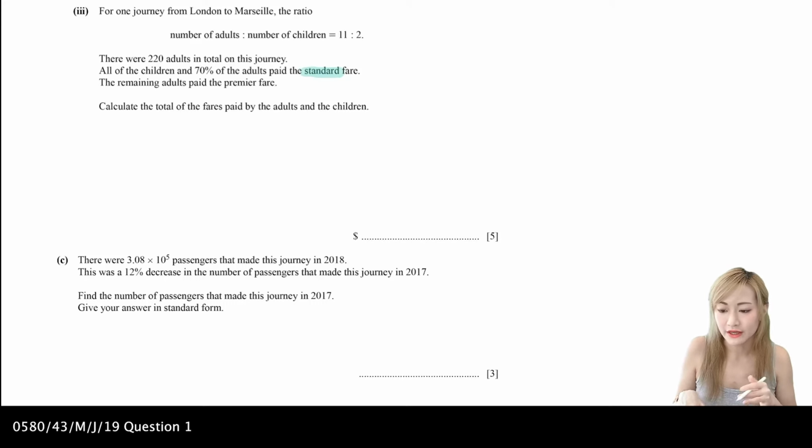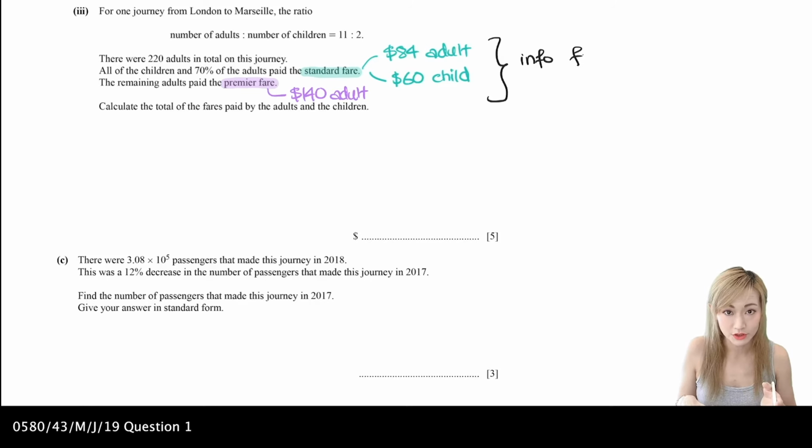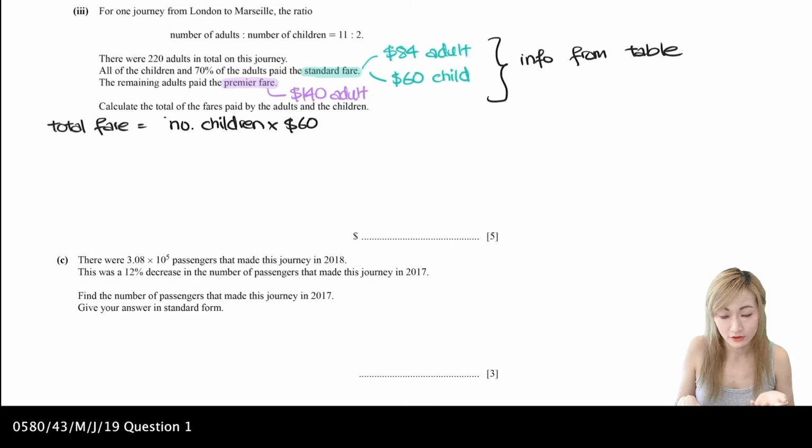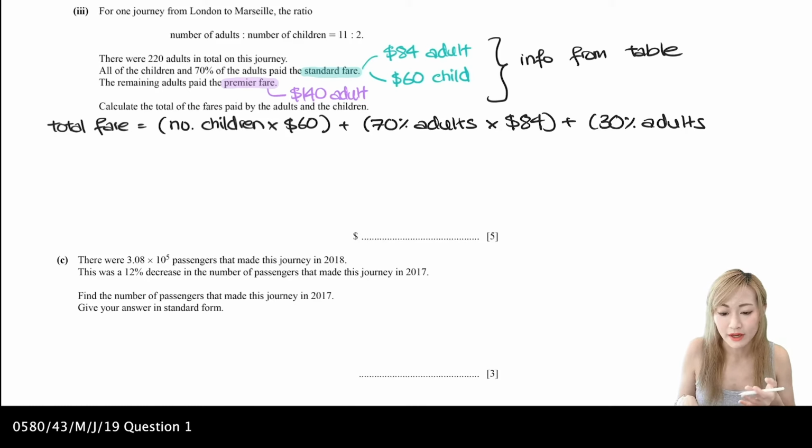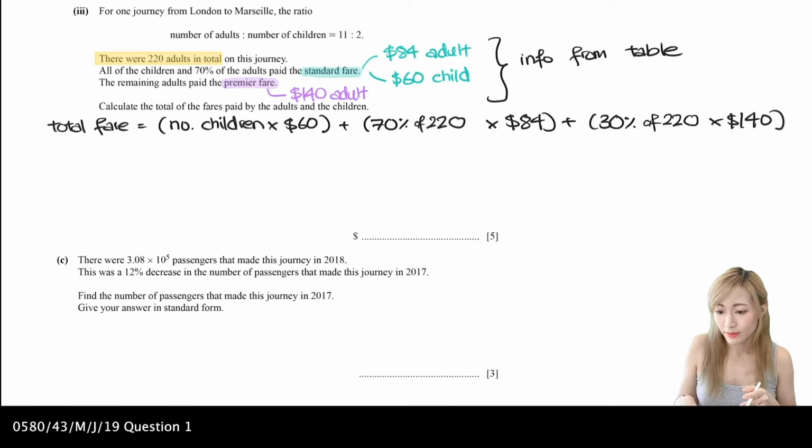So from the table, the standard fare for an adult is $84, and the standard fare for a child is $60. And the premier fare for an adult is $140. So we can find the total by doing number of children multiplied by $60 plus 70% of the number of adults multiplied by $84 plus 30% of the number of adults multiplied by $140. And we know that there are 220 adults on the journey. So that's 70% of 220 and 30% of 220. But we don't know the number of children, so we need to find that out first.